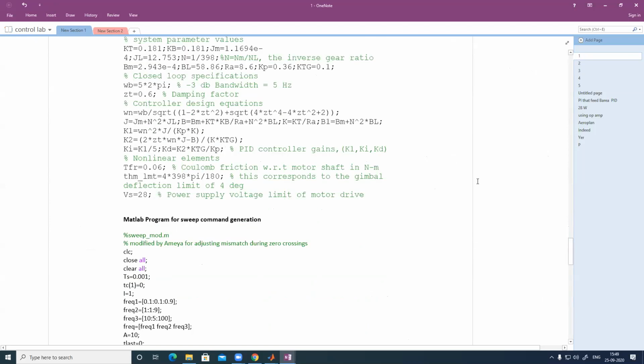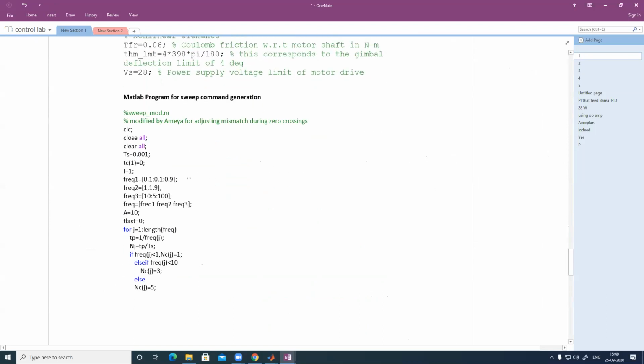So this one is a program. 0.1 to 0.9 frequency, 1 to 9, and these three frequency ranges I am cascading. So it will be 0.1, 0.2 up to 0.9. Sir, what is cascading, sir? Cascading is actually a row vector. This is a vector only, means you are assembling all the frequencies: 0.1, 0.2 up to 0.9, then 1, 2 up to 9, 10, 15, 100. Yes, sir.